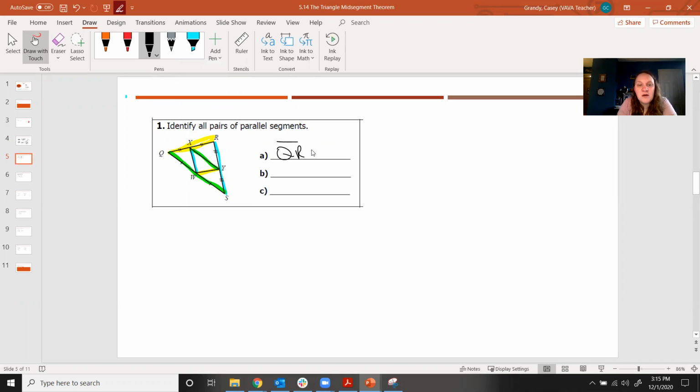QR parallel to WY. QS parallel to XY. And RS parallel to XW. Wonderful.